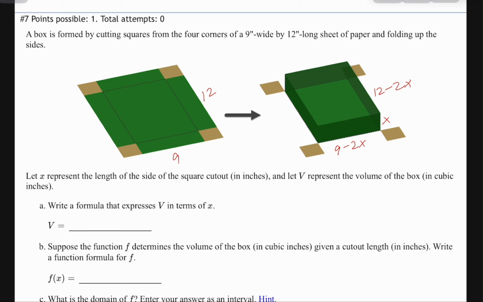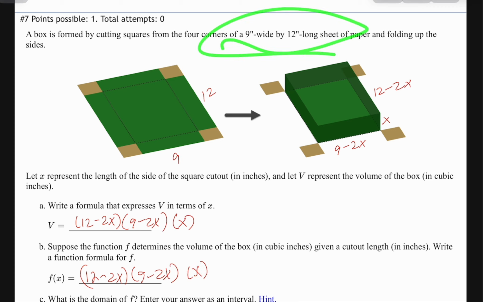So the volume of that box is length times width times height. So length would be 12 minus 2x. Width would be 9 minus 2x. Height would be x. So length times width times height, or width times length times height, any variation of that will get you that. So a function of x, they want you to rewrite it just one more time. Now please note, mine is a 9 by 12, so that's why I have 12s and 9s. If you have something different, that's fine.